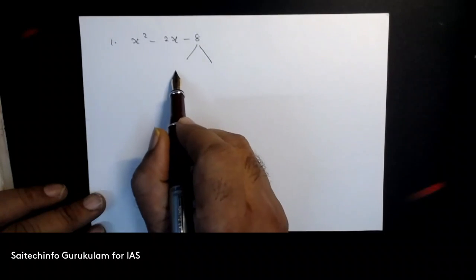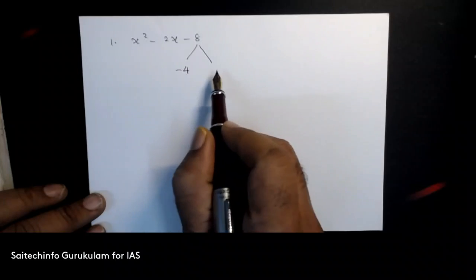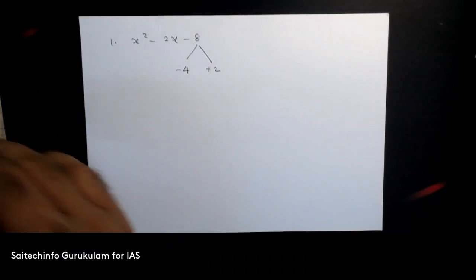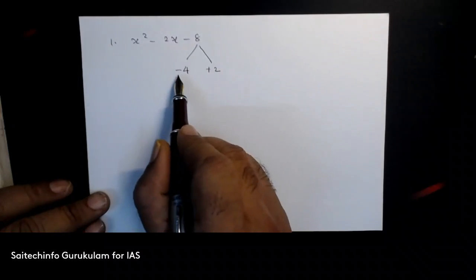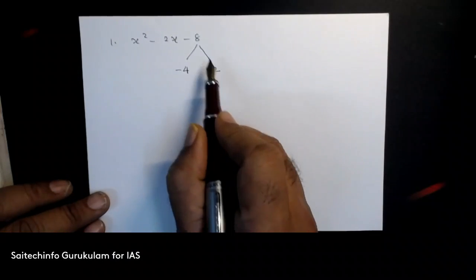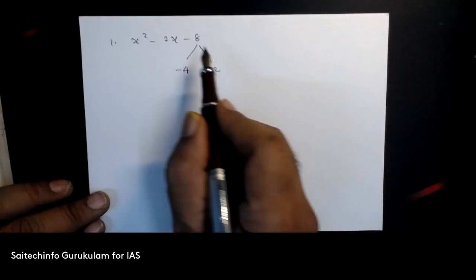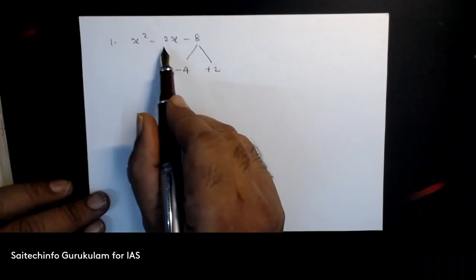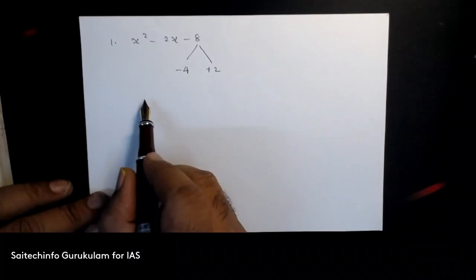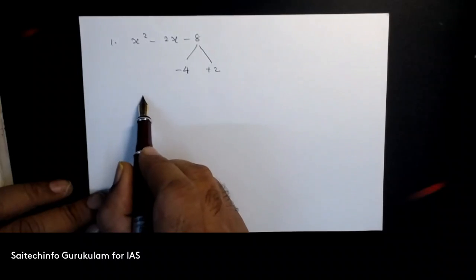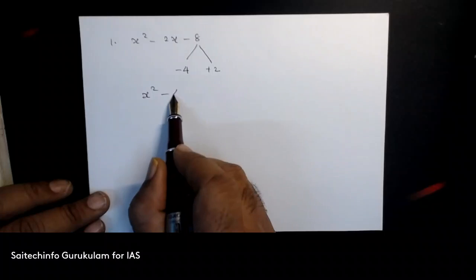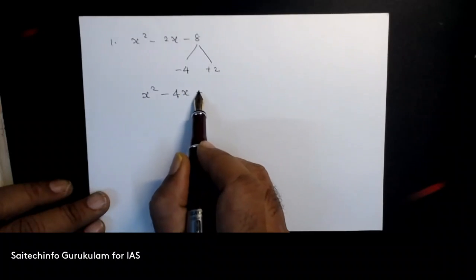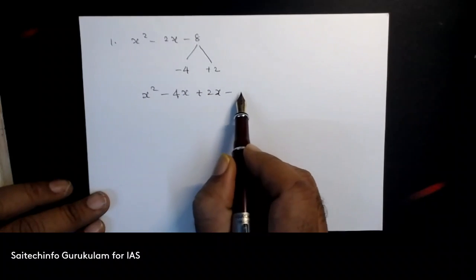So we can take minus 4 into plus 2, is it not? So that on multiplication you are able to get minus 4 into plus 2, minus 8. On addition, minus 4 plus 2, minus 2. So you can split like this. Now you can proceed. x squared, and you can split the middle term as minus 4x plus 2x minus 8.